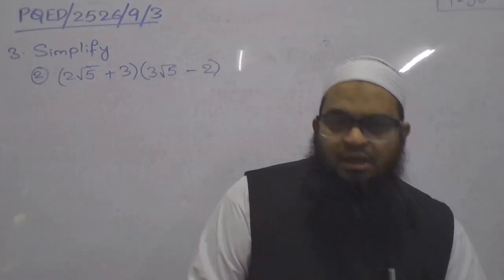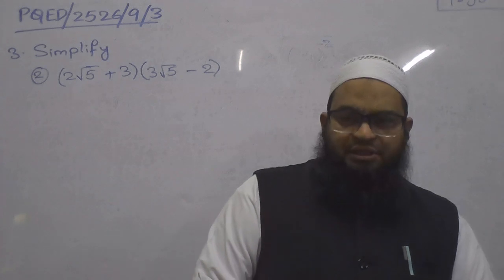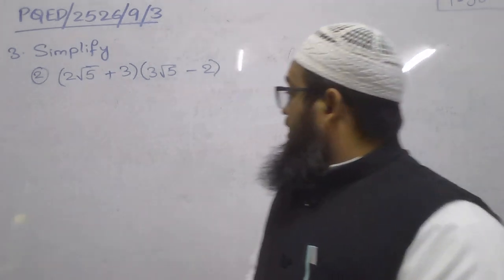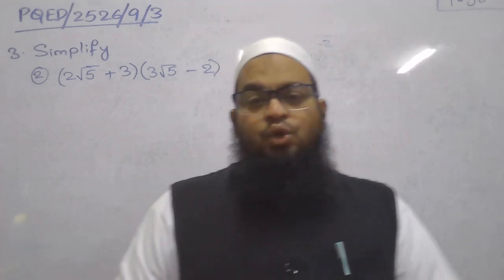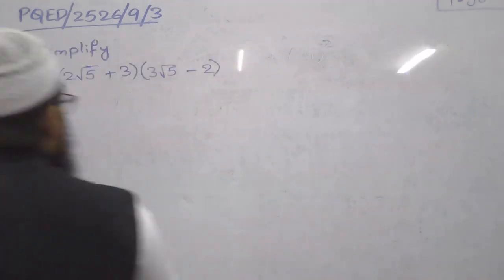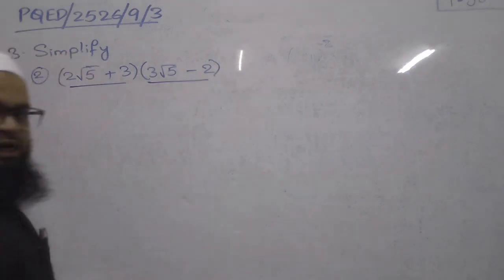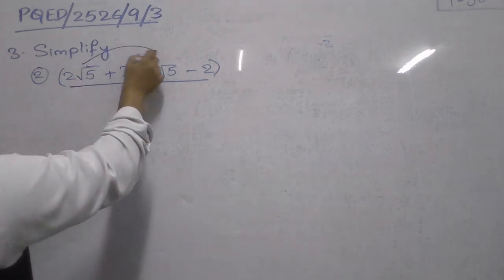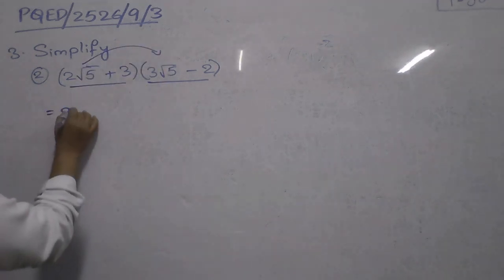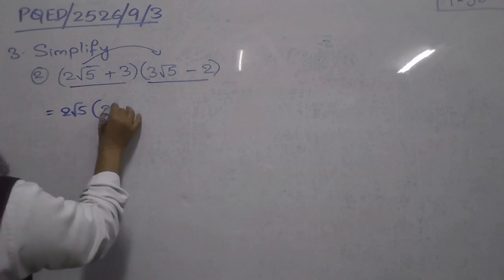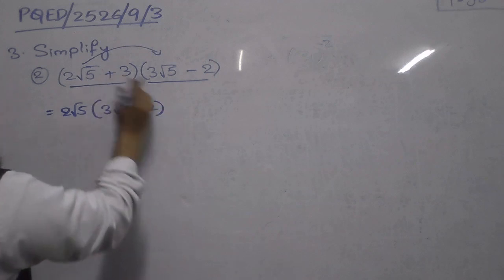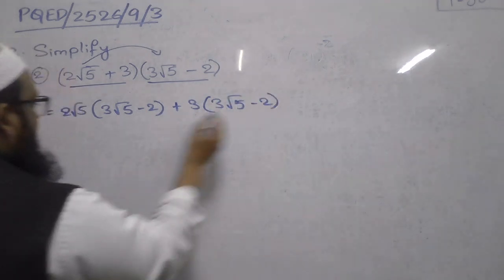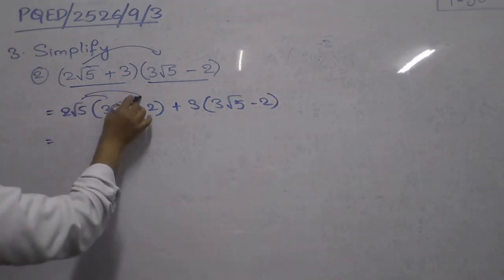So my dear students, simplify. This is the second question in simplify: (2 root 5 plus 3) times (3 root 5 minus 2). Here you have two expressions multiplying with each other, right? So when you have multiplication, what are you supposed to do? Distribute. This we have done in the previous one, I think. Let us distribute 2 root 5 to the second expression, 3 root 5 minus 2, and plus 3 times 3 root 5 minus 2. So let us do it. Now distribute it to both.